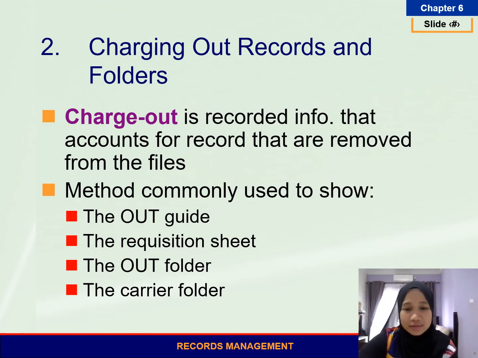Charge out is recorded information that accounts for records that are removed from the file. Charge out ni adalah recorded information, katalah kita yang kerja dekat record center tu, kita yang handle all the information pasal records. So charge out ni adalah information yang kita record, yang kita telah removekan daripada main file. So this is method yang commonly kita guna sebagai charge out. Kita ada out guide method, requisition sheet, out folder dengan carrier folder. Ingat charge out ni adalah bila kita keluarkan record tu dan kita nak guna sebagai penanda yang record tu telah di-remove daripada file.